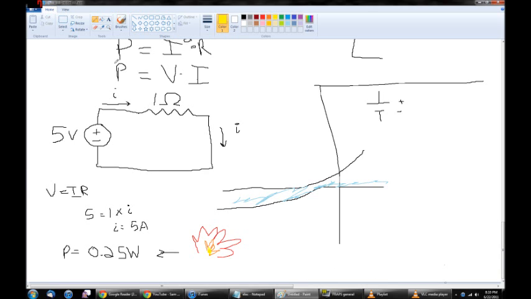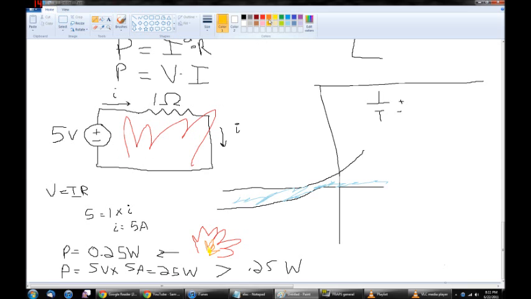Well, we said before that power is equal to voltage times current, or I squared R. So power is equal to voltage, which is 5 volts, times our current, which is 5 amps. So that's going to give us 25 watts, which is 100 times more than our resistor can take. So it's a little bit bigger than 0.25. So in this circuit right here, we're going to go boom. You could try this at home, but I really would not recommend it. It's bad. The fire means it's bad.